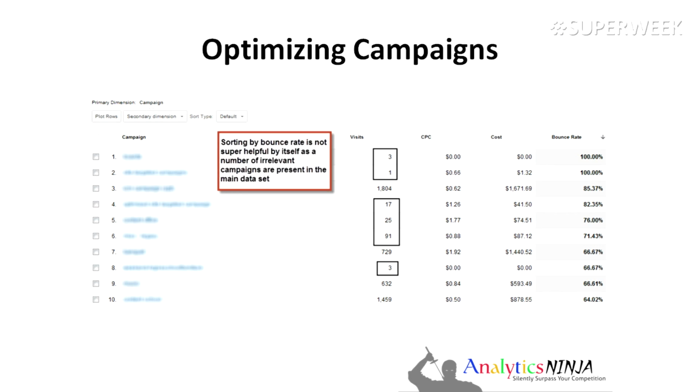Now, I wanted to optimize this sort of campaign, right? One way that I might start is to look at a behavioral metric. I might want to look at bounce rate. So I took all the campaigns and sorted by bounce rate. But the problem that you see here is that just sorting by bounce rate is not super helpful, because a lot of irrelevant campaigns kind of float up to the top because they have very little visits. Volume is an important consideration in business, right? So how do we get these folks out of there?